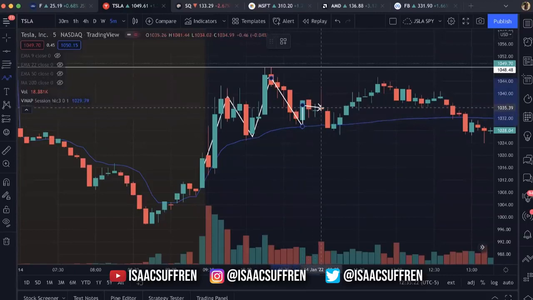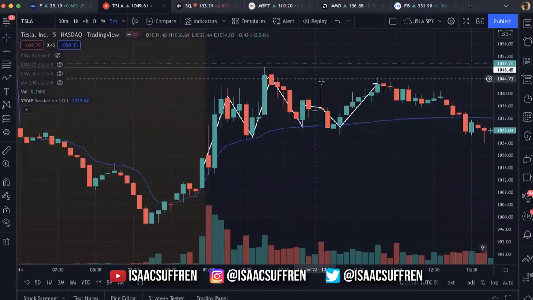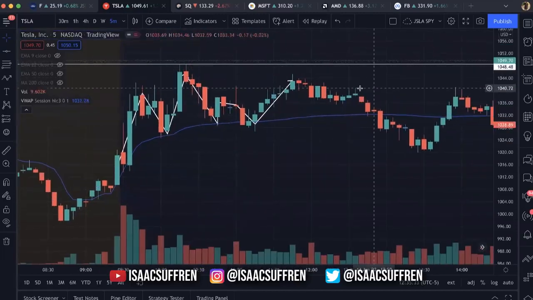Actually goes sideways a little bit. Looks like it's going to break out, but doesn't. As you can see, that long wick before it actually retested and broke again. But as you can see, we have a resistance level right here. So honestly, this would have been my price target for the whole day.